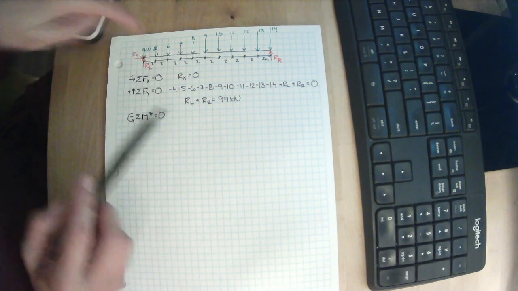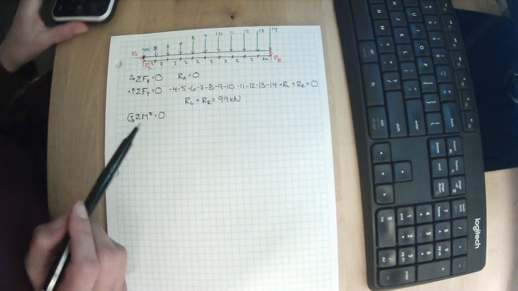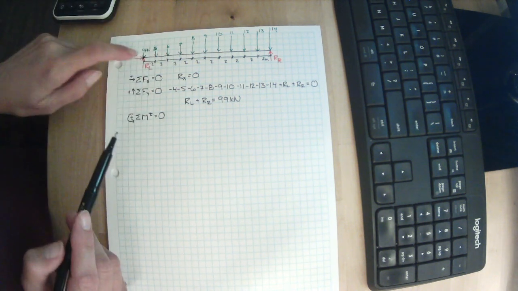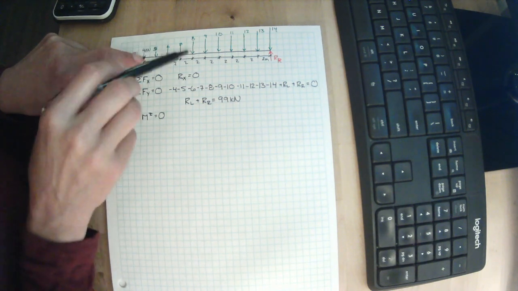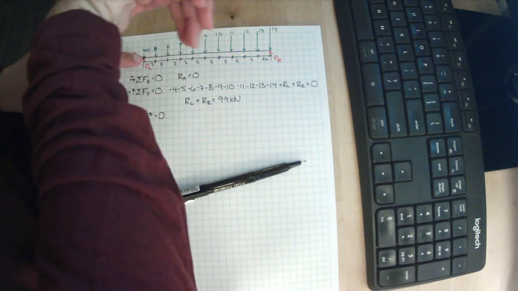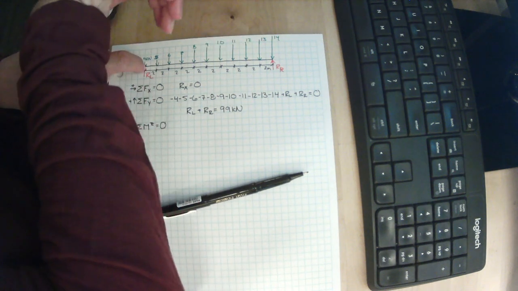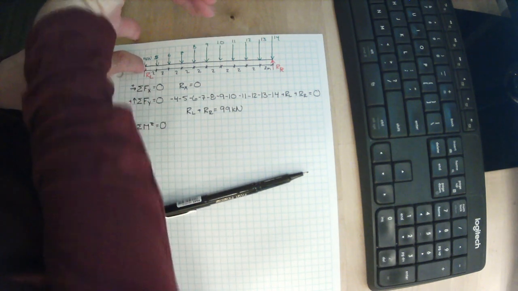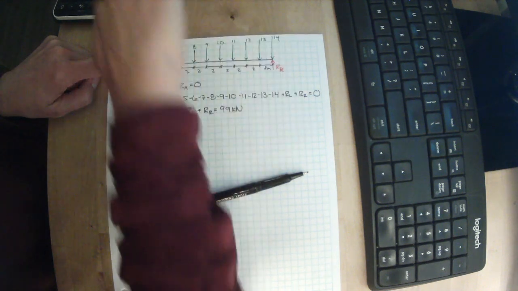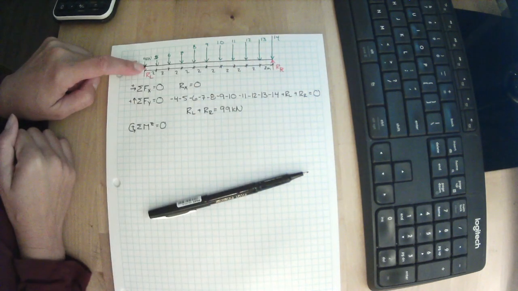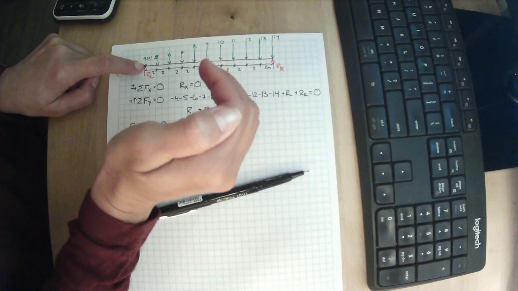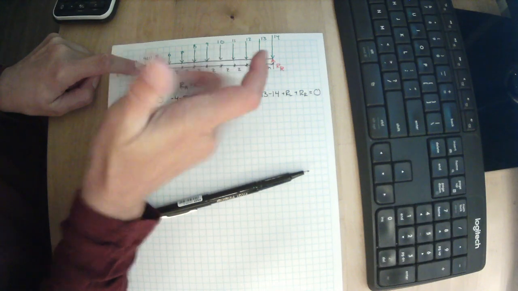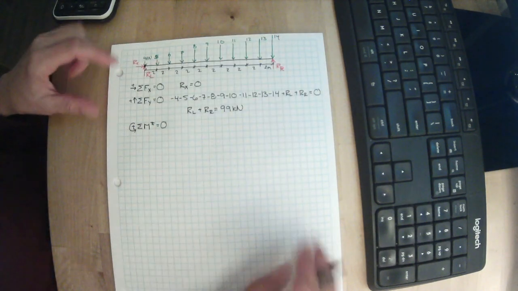Remember, I'm putting my thumbtack here. Rx doesn't try to cause it to spin, and our 4 kilonewtons also doesn't try to cause it to spin. 5 kilonewtons does, 6, all the way up to 14. Every single one of these tries to spin it in this direction. Let's curl our fingers in that direction and then point our thumb. Well, every single one of these tries to spin it in the negative direction. Our R tries to spin it in that direction. Let's curl our fingers in that direction and use our thumb. Our R tries to spin it in the positive direction.